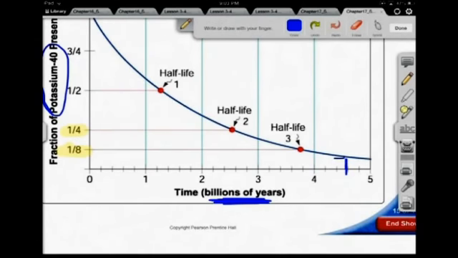we can interpolate that off the graph. Looks like about a 16th. Looks like about the fourth half-life right there. That's old enough to age the planet.